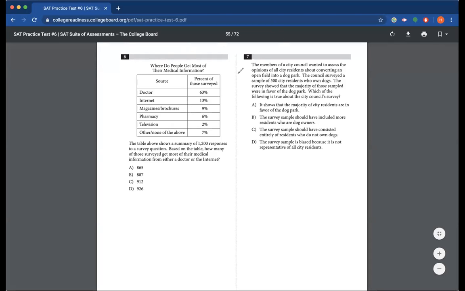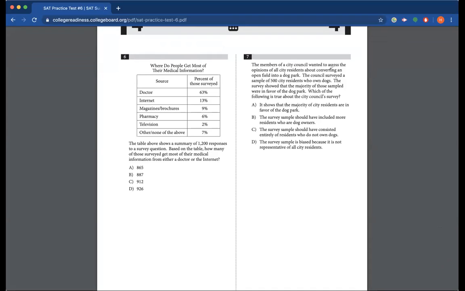Next question. The members of the city council wanted to assess the opinions of all city residents about converting an open field into a dog park. Wonderful. The council surveyed a sample of 50 residents who own dogs. That's already suspicious. Council's asking, should we open a dog park to dog owners? Very, very suspicious. The survey showed that the majority of those sampled were in favor. Obviously, they own dogs. Which of the following is true about the city's council survey?